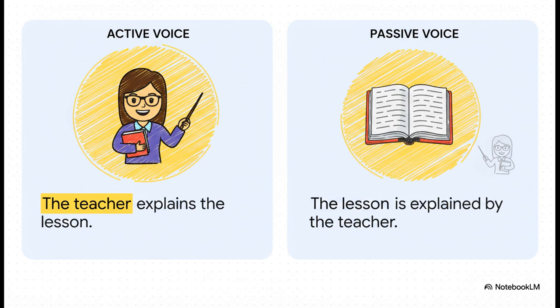Okay, let's look at a classic example that we're going to keep coming back to. On one side, we've got the active voice. The teacher explains the lesson. Boom, super clear, super direct. You know exactly who's doing what. But then look at the other side, the passive voice. The lesson is explained by the teacher. See that? It's the exact same information, but the whole feel of the sentence changes. The focus, that spotlight we were talking about, has moved from the person to the thing.